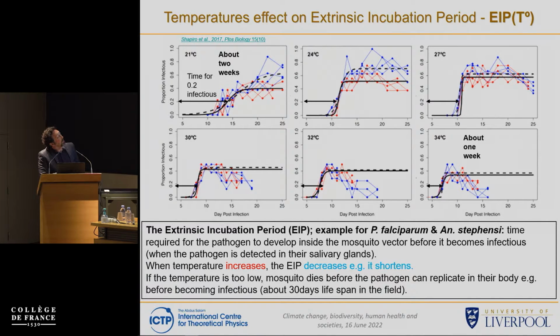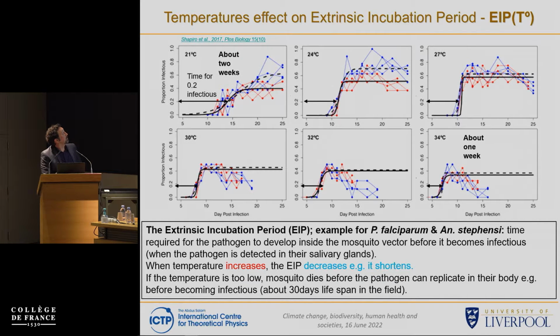The way they get infectious, so the time required for the pathogen to replicate inside the mosquito vector. There's lots of work done in Pasteur here in Paris by Annabella Fayouf, for example, doing those experiments. There are others doing the same thing in America. If it gets warmer, they get infectious faster. So that's an example here for Anopheles stephensi. It's one of the most common Indian mosquito vectors for malaria, and Plasmodium falciparum, we talked about before.